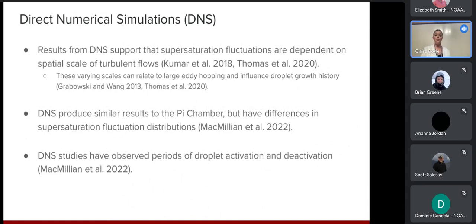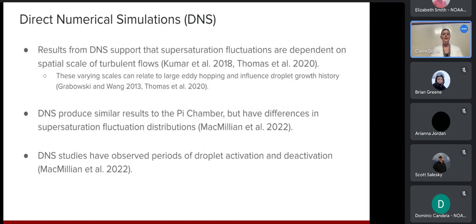They found supersaturation fluctuations are dependent on spatial scales of turbulent flows. And then this can lead to a process called large eddy hopping or eddy hopping, which influences the droplet growth history. And droplet growth history is really important to understand because a particle that's been activated previously has more likelihood of becoming activated again. So fully understanding where the particle has been and where it's going and what can influence what's going to happen with it.